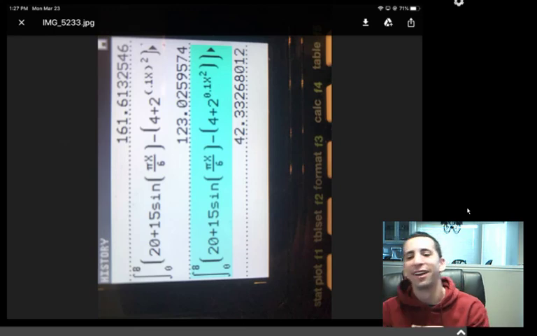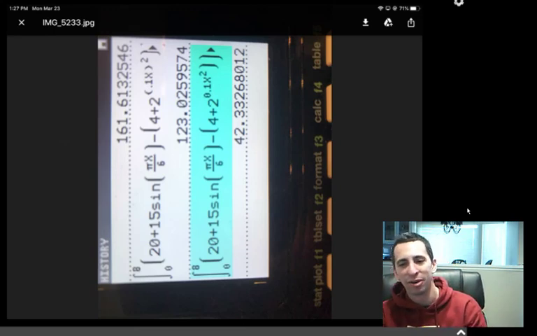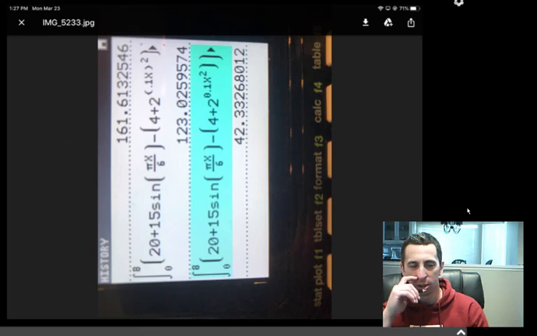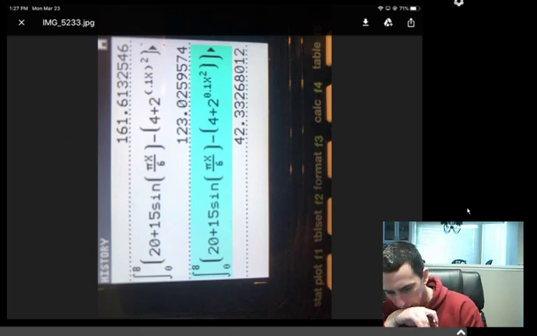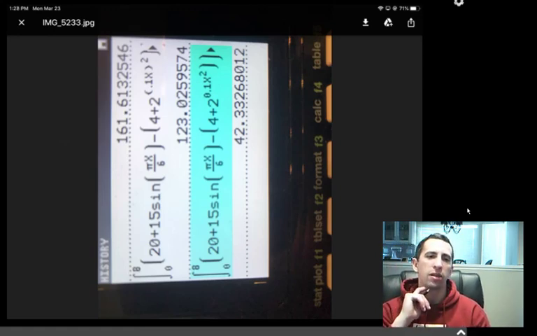Okay, go back to radian mode. You don't want to be in degree mode. Degree mode sucks. Make sure you're in radian mode. I don't get it. The one above it is wrong because you had the 0.1x all squared.